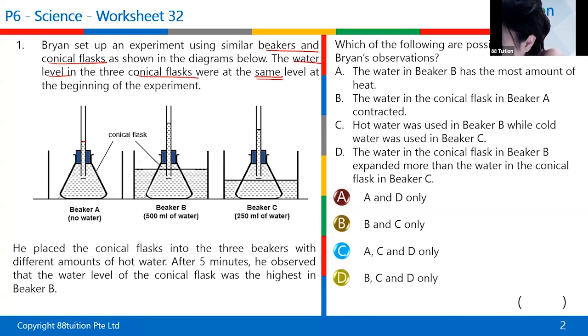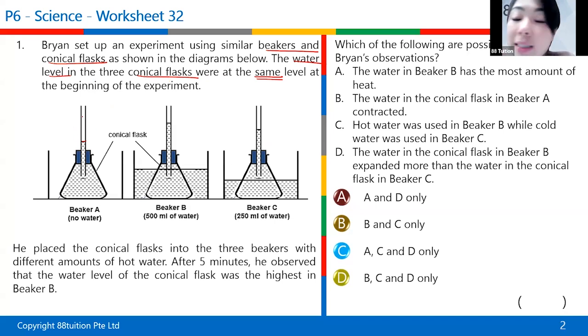Wait, what's going on? Let me have a look. Okay, so the question is not very clear. The water level is actually the water level in the straw, but they just say the water level in the conical flask.